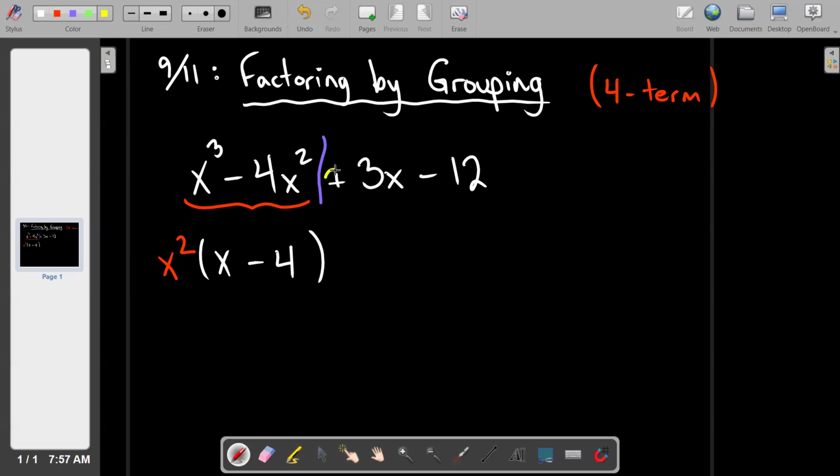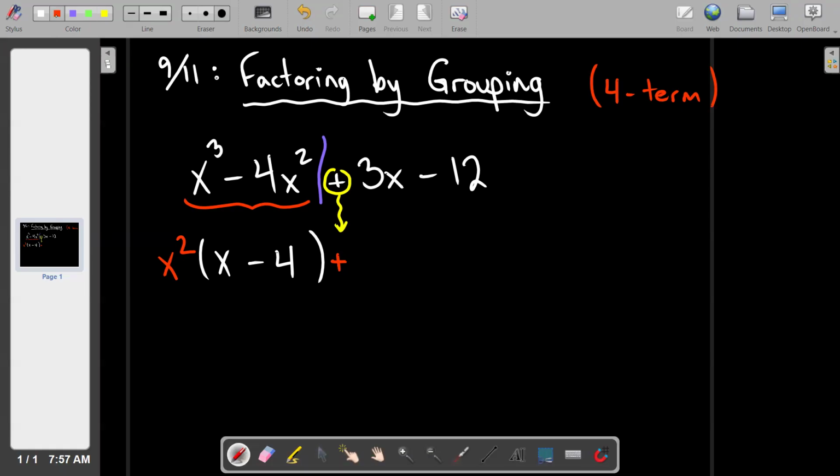You need to take the sign right after the wall and copy it down. Half the time it's going to be a plus, half the time it's going to be a minus. So you're going to take that sign and you're going to copy it. That really matters because that will determine whether or not we're going to have to play a game of sign switching. Are we GCFing out a negative or not? In this case, no, we're pulling out a positive.